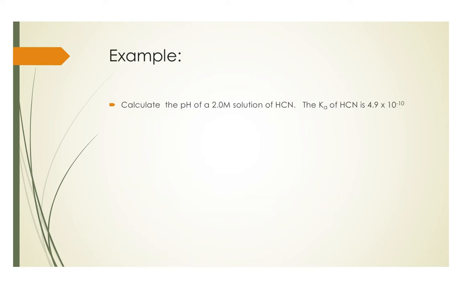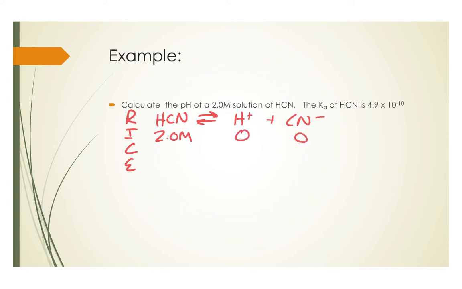All right, so we're going to calculate the pH of a 2 molar solution of HCN, and they give us the Ka of that. So RICE to begin with. HCN ⇌ H+ + CN-. Initial concentration, 2.0 molar from the problem. These we assume to be 0. By stoichiometry, this is minus X, this is plus X, this is plus X. And so we get 2.0 molar minus X, X, and X.